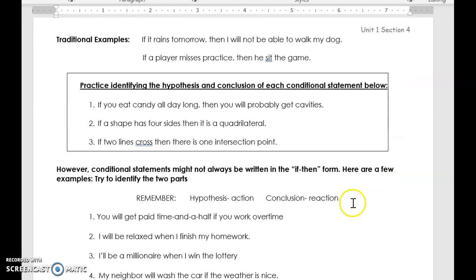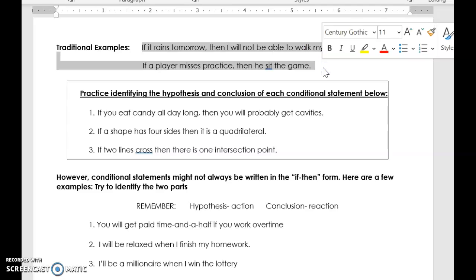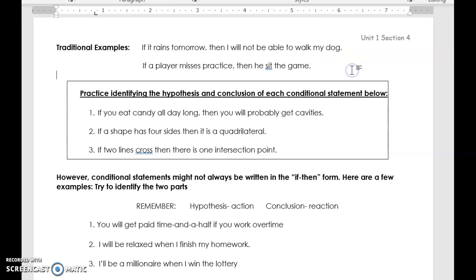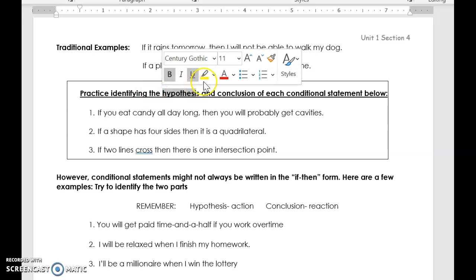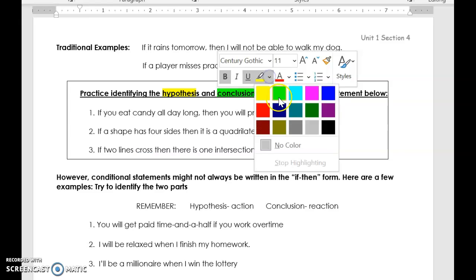So let's take a look at some examples. Here are just two traditional examples here at the top. If it rains tomorrow, then I will not be able to walk my dog. And the second one there is, if a player misses practice, then he will sit the game. So if we're going to identify the hypothesis and the conclusion of each statement, the hypothesis, I'm going to go ahead and identify by highlighting it yellow. And the conclusion, I'm going to go ahead and identify as green.